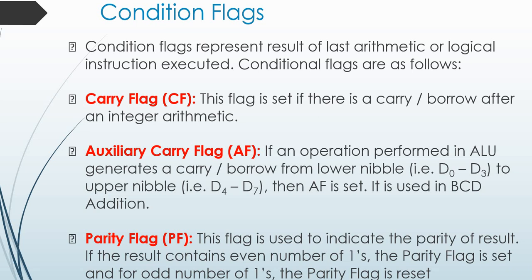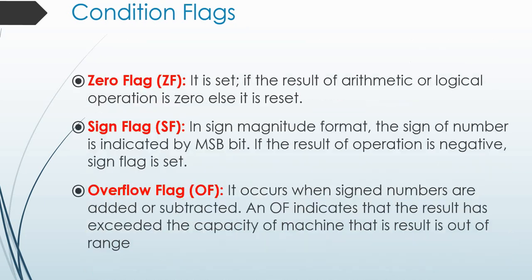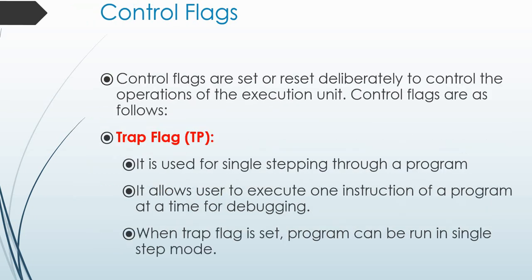The carry flag is set on a carry or borrow after an integer arithmetic operation. The D4th to D7th bit is the auxiliary carry, and the zero flag is set to 1 if the result of an arithmetic or logical operation is 0, else it is reset. The sign flag indicates the MS bit in sign magnitude format; if the result of the operation is negative, the sign flag is set to 1. The overflow flag occurs when signed numbers are added or subtracted and the result has exceeded the capacity of the machine, that is, the result is out of range.